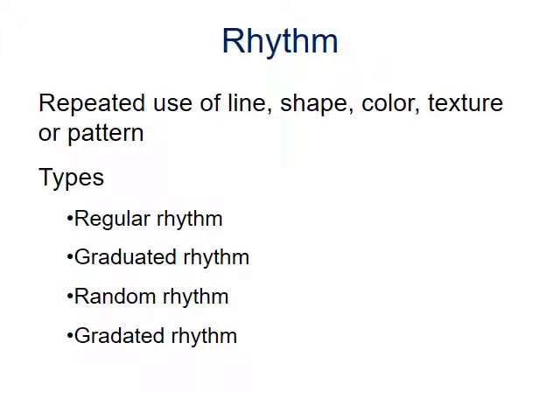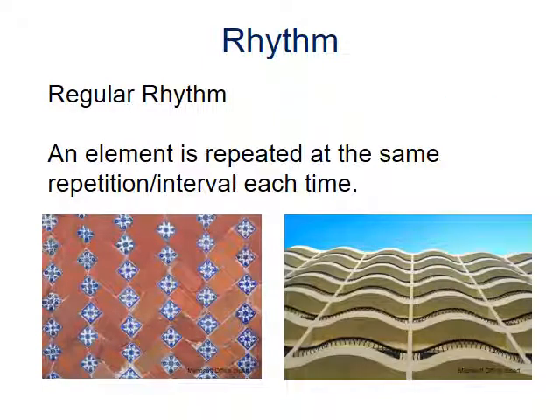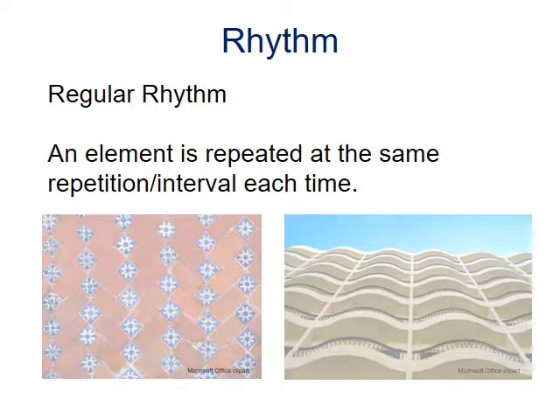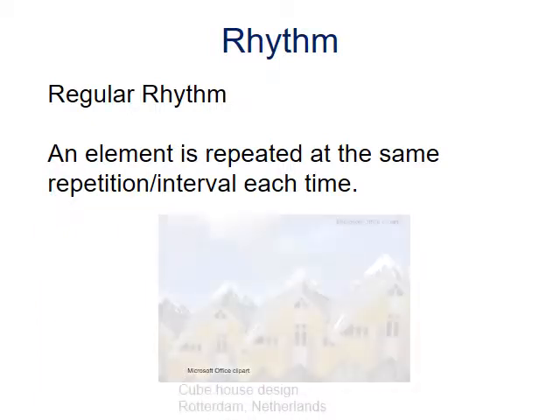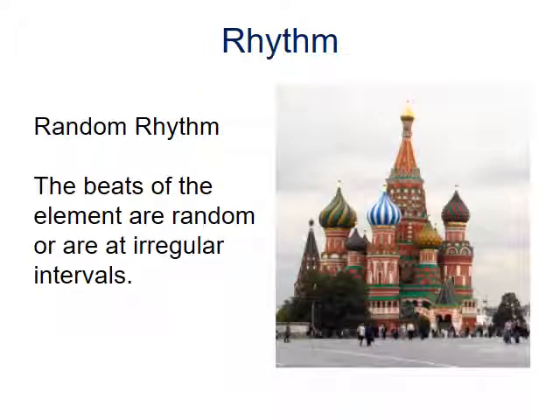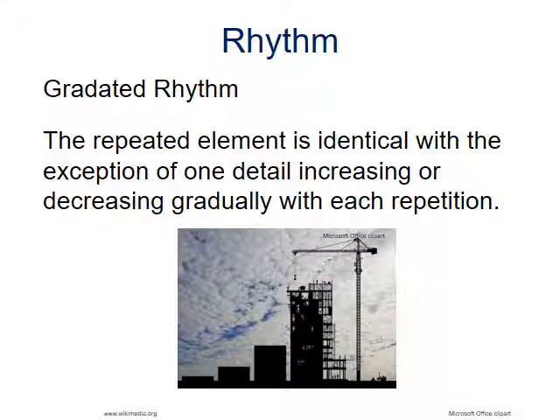Rhythm, I'm just going to show you, is repeated use of line, shape, color, or texture. So if I have regular rhythm, it means that it's a repeated pattern. So you can see these waves or these colors are all repeated. Whereas something like, let me get to it, random rhythm means they're all just different. I mean, all these end at different heights. They're all different colors. They're all different. There's a lot of reasons why this is random rhythm. There's no uniformity between any of these.